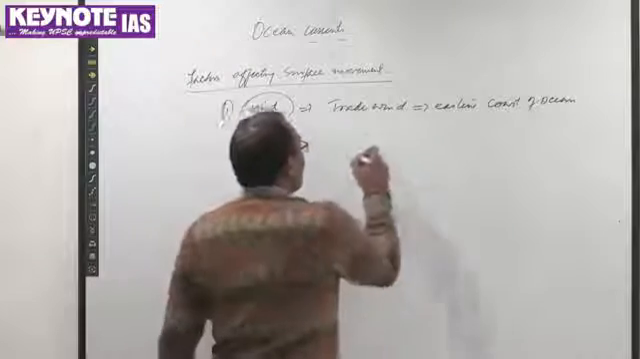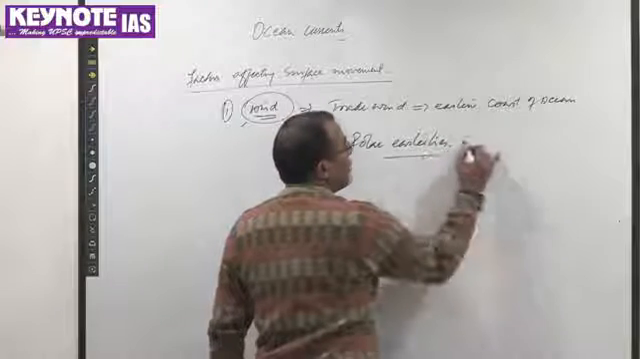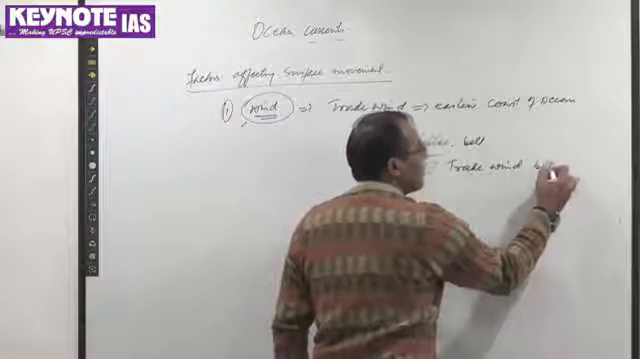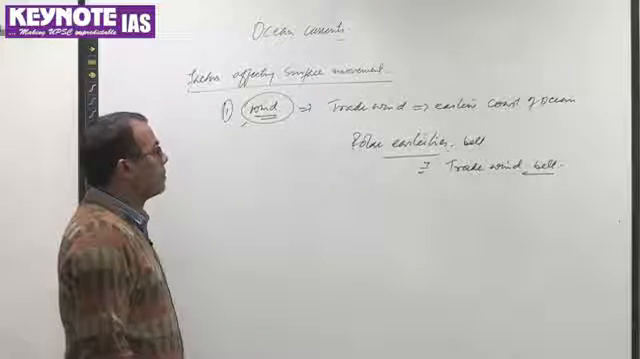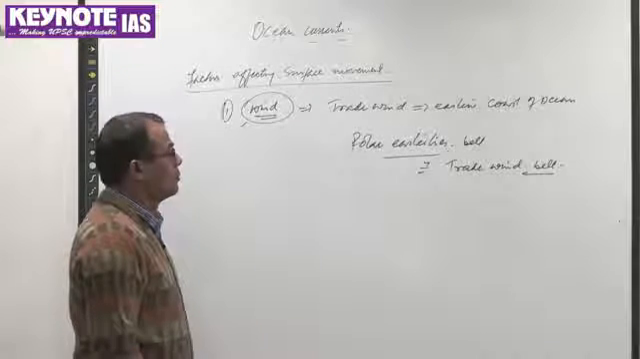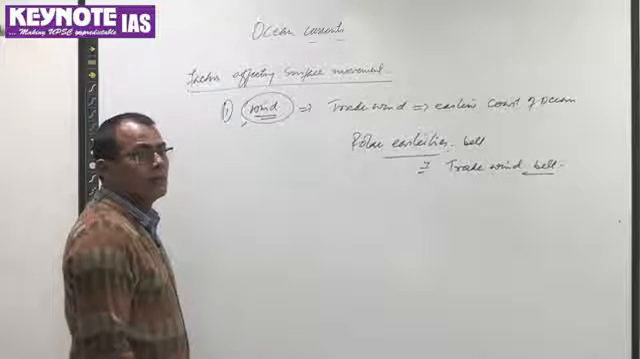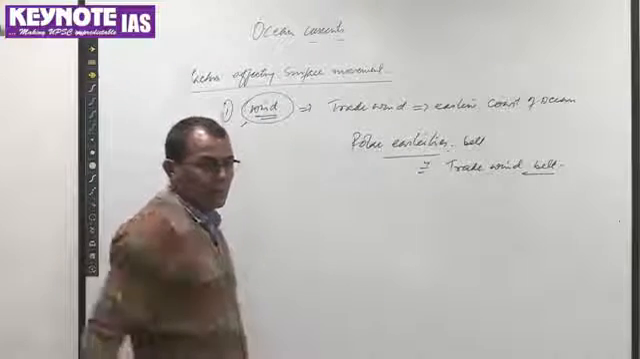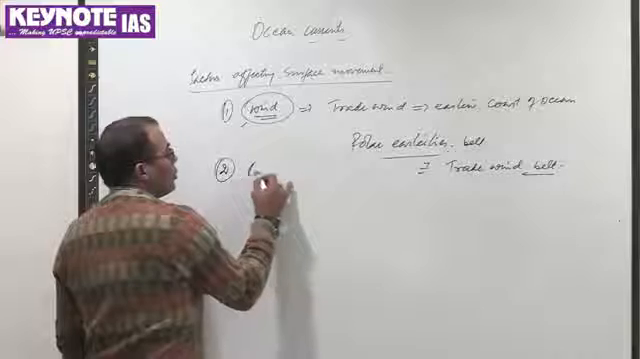In the polar easterlies belt, the situation will be similar to that of the trade wind belt. Hope we are getting it. Polar easterlies, the direction of the polar easterlies will be similar to that of trade wind. The second factor is the Coriolis force.